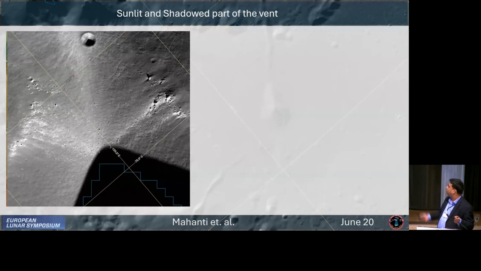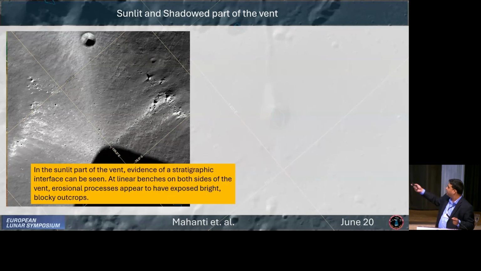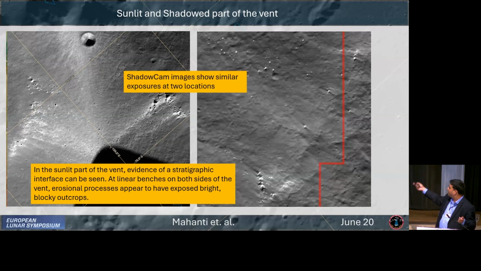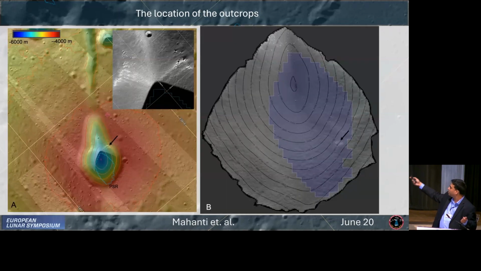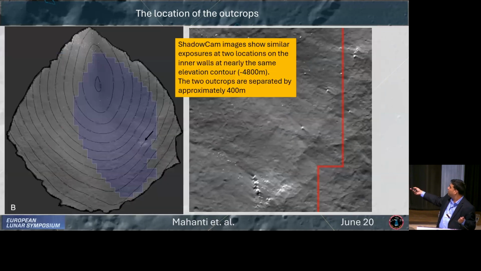So, the sunlit and the shadowed part of the vent. This is the part which is coming from the LRO NAC. In the sunlit part of the vent, you can see there is a stratigraphic interface, where you can see these outcrops, and there's a linear bench on both sides of this. So when this came out, you would expect something on the southern part also, but that part was hidden in the permanent shadow, right? Now we can see that, and we actually see the same kind of outcrop in the southern part inside the PSR.